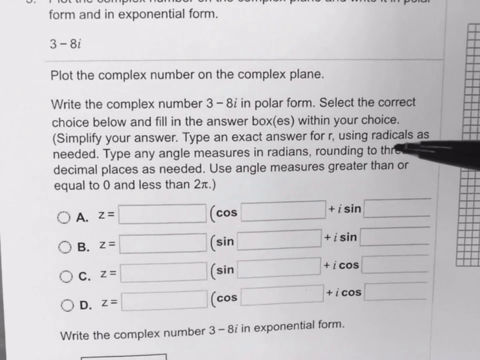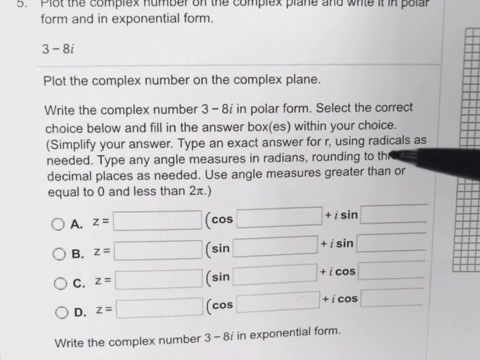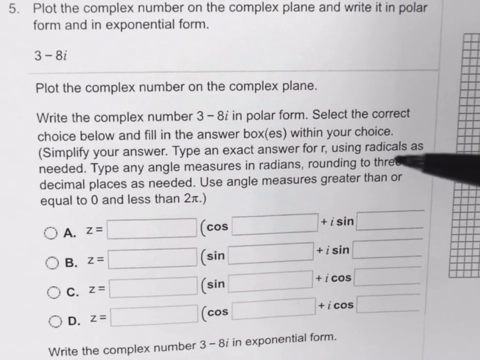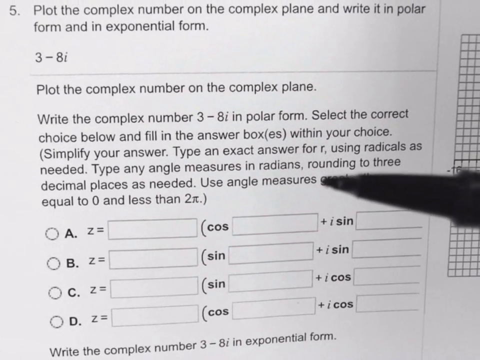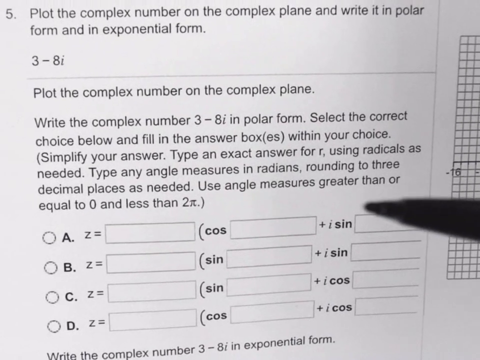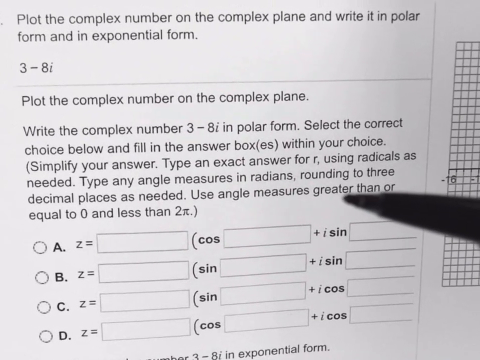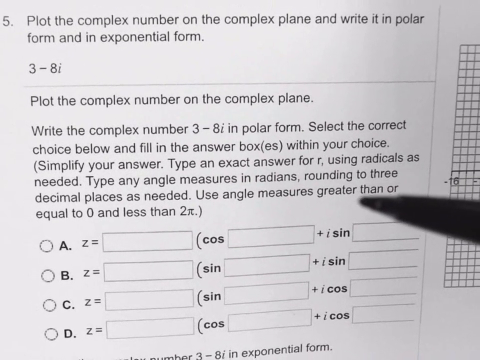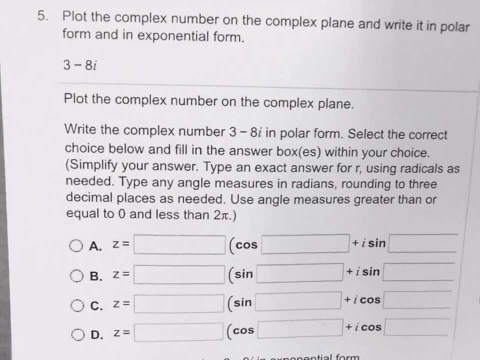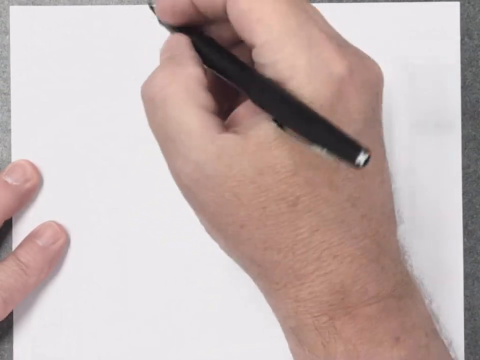Type an exact answer for r. In other words, they want r to be exact, so you might have square roots or whatever. But then they want the angle in radians, rounding to 3 decimal places as needed. So whenever you see that in a trig problem, you know that it's not an exact angle, and we'll probably have to use our calculator. So let's go ahead and do that one. So this was 3 minus 8i. This will be our last problem.